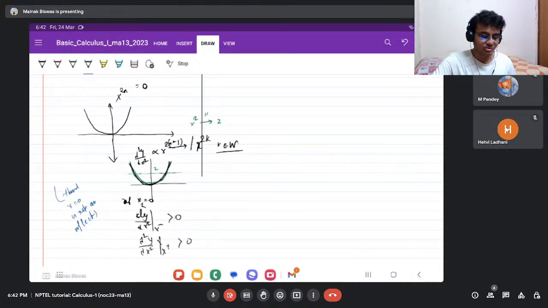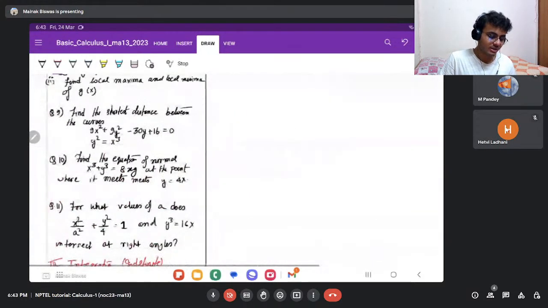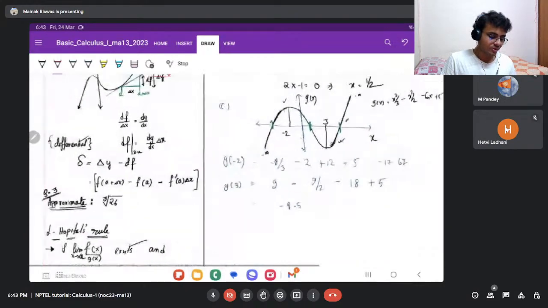I think if you follow this intuition, you can always do it. In general cases this will always be true, but in some special cases it cannot hold. So if x is a point of inflection, then d2y/dx2 at x is 0. The reverse is not true. So it's an if statement, not if and only if. This is important. I hope you got the message. This was just to convey this message.